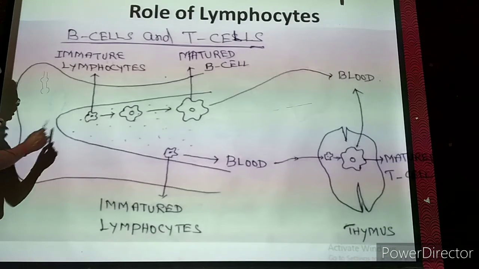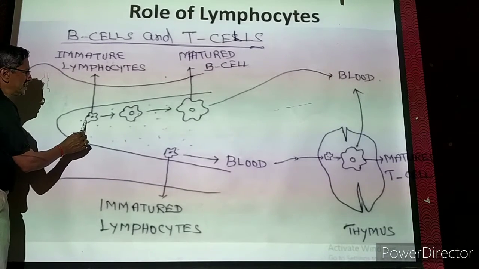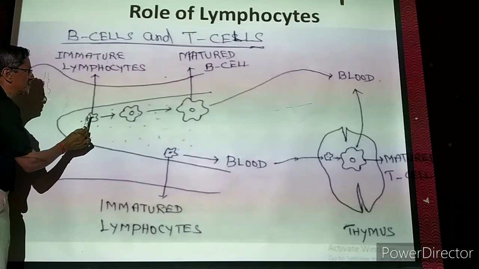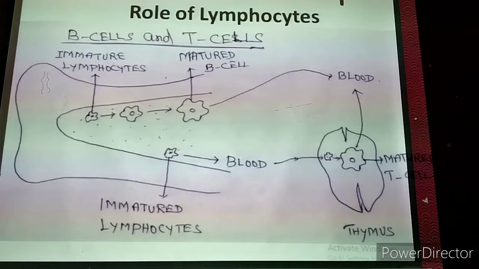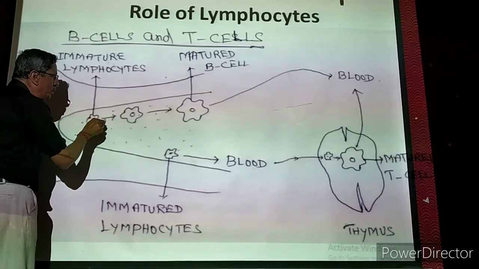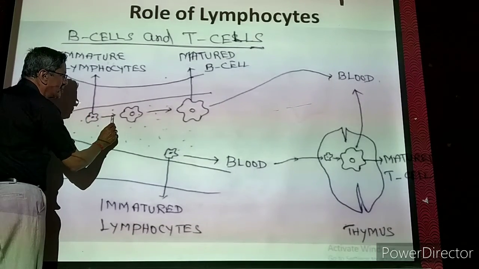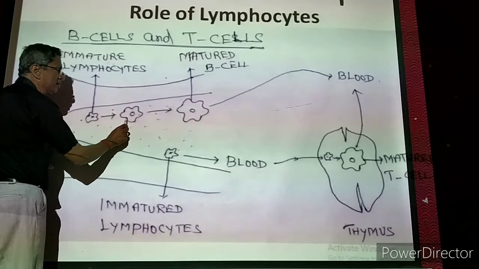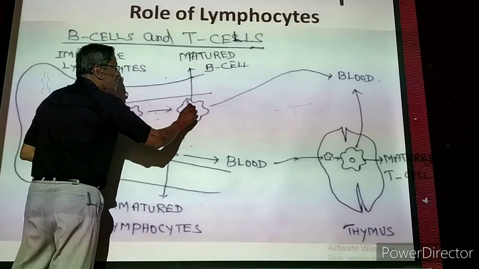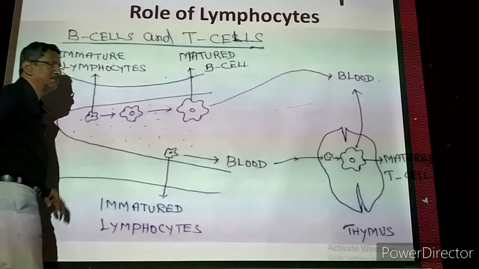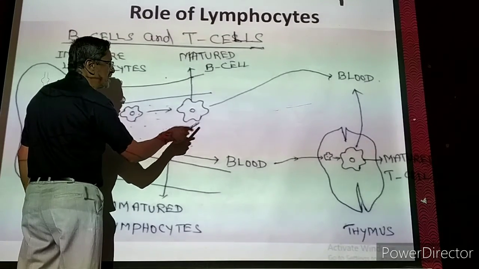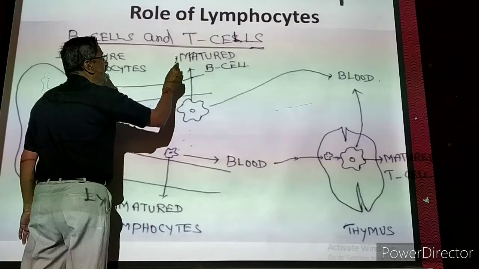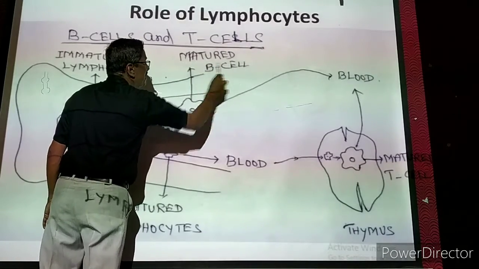But I am going to take only one lymphocyte here. Now this is the lymphocyte which is just produced. It is an immature lymphocyte. It is there in the bone marrow. But in the bone marrow itself, it is growing a little. It keeps growing and reaches the maximum size. Once it reaches the maximum size in the bone marrow itself, it is called a matured B cell.